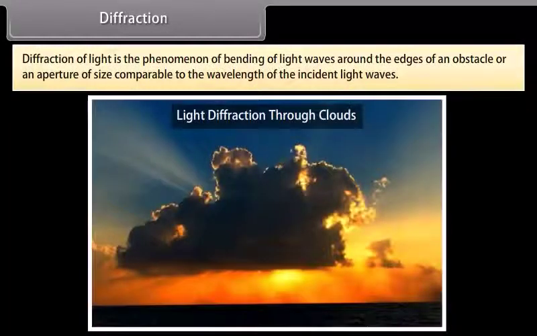Diffraction. Diffraction of light is the phenomenon of bending of light waves around the edges of an obstacle or an aperture of size comparable to the wavelength of the incident light waves. Diffraction is of two types: Fresnel's diffraction and Fraunhofer's diffraction.